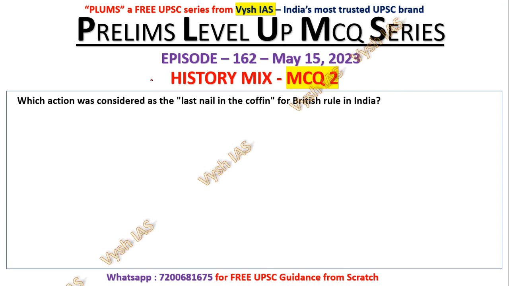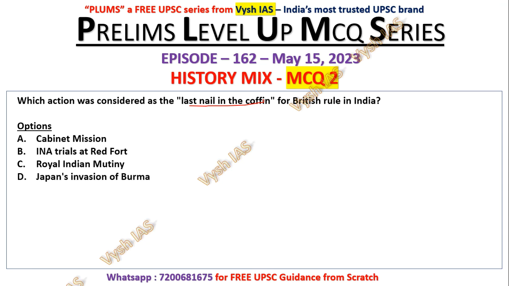Now, second question: which action was considered as the last nail in the coffin for British rule in India? This is written exactly like this in the Spectrum, and it was also asked already in the prelims before. The options: Cabinet Mission, INA trials at Red Fort, Royal Indian Navy Mutiny, or Japan's invasion of Burma. These were historical events which happened.